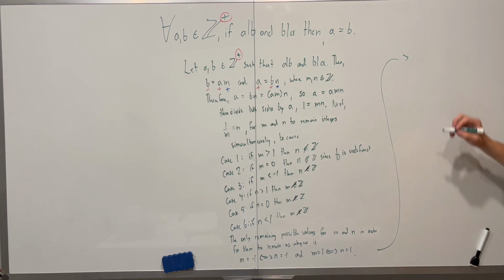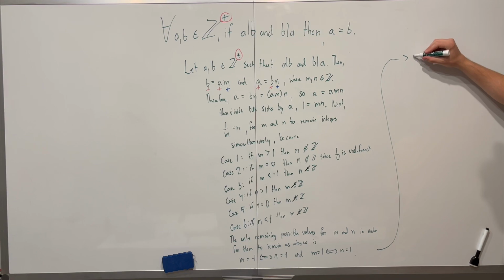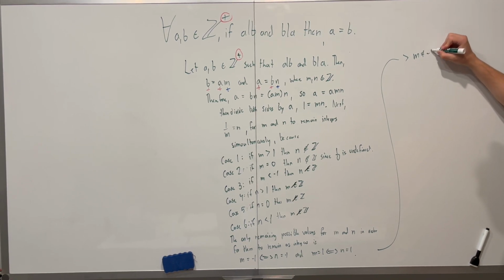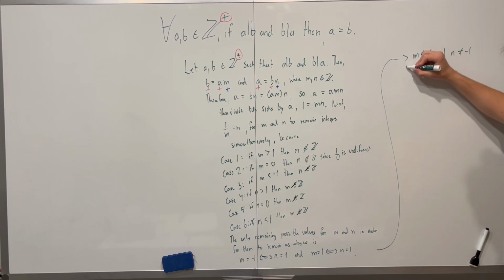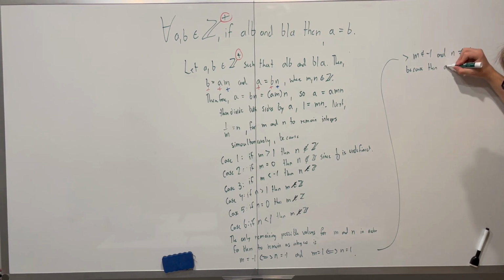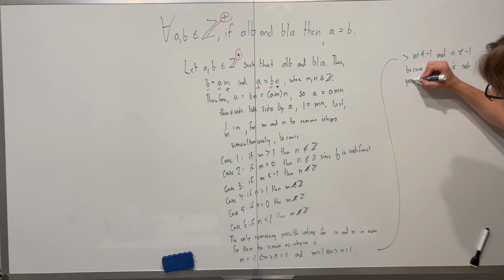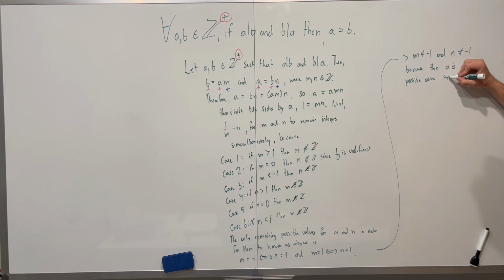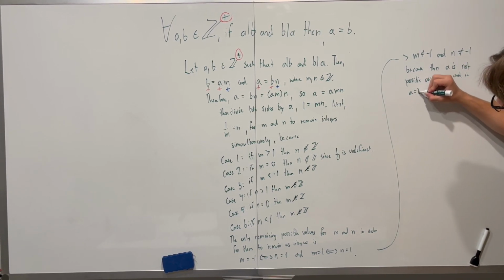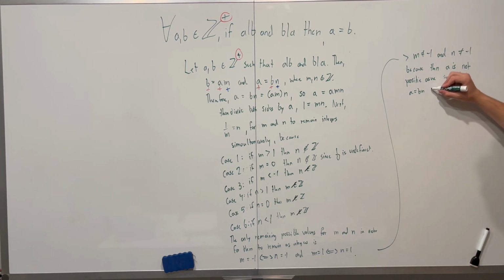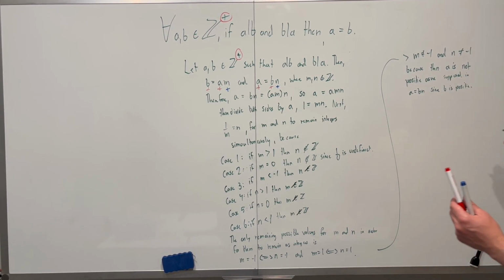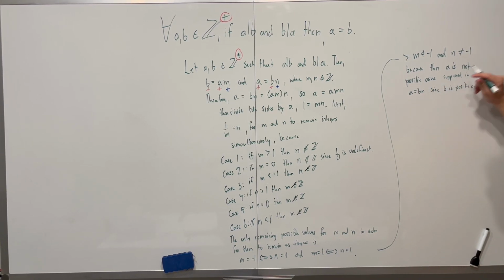Then we're going to come up here. We're going to continue our proof. We're going to say m cannot be -1 and n cannot be -1, because then a is not positive, as we supposed in a equals bn, since b is positive. Okay, fantastic. There we go.